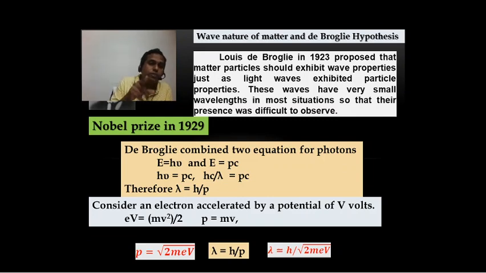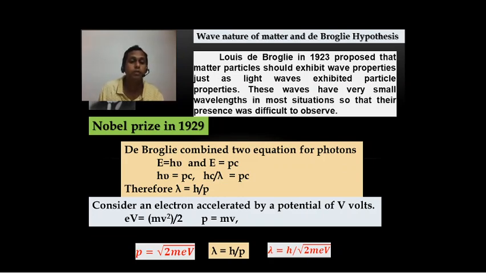See, h is of the order of 10 raised to minus 34. It's Planck's constant. Since h is very small, in most situations the presence of the wave is difficult to observe. For example, a bus is moving. As per Louis de Broglie's concept, there is a wave associated with that bus. Can you calculate the wavelength of that wave? Its value is very small, because h by p, h is 10 raised to minus 34, and p is mass into velocity.